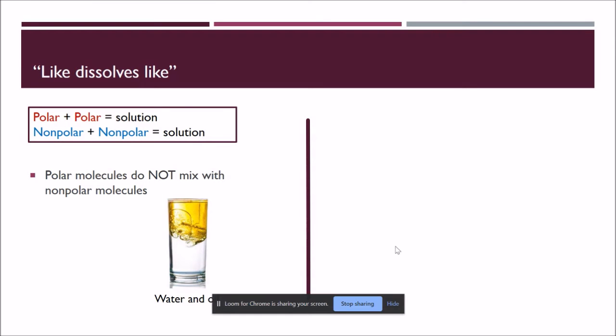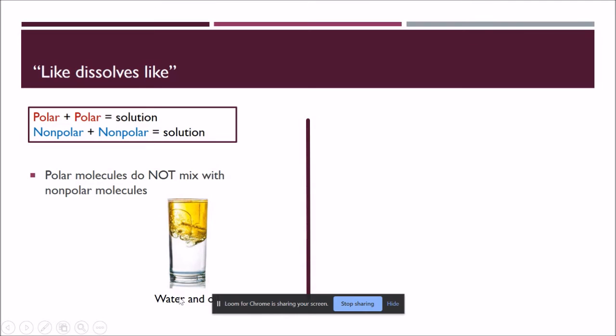So why is this important? There's a rule called like dissolves like. What that means is that if you put two molecules that are similar in this sense together, they're going to produce a solution. If you put polar molecules with polar molecules, they're going to mix and make a solution. If you put nonpolar molecules with nonpolar molecules, they're also going to produce a solution. However, if you try to mix polar molecules with nonpolar molecules, it's just not going to work. There won't be a solution formed.